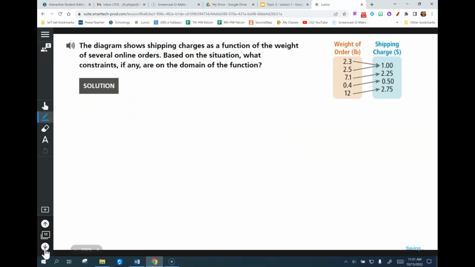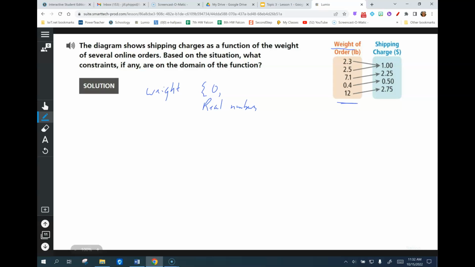The diagram shows shipping charges as a function of the weight of several online orders based on the situation. What constraints, if any, are on the domain of the function? Okay, so think about weight. And we're going to ship it. What do I know? Well, my weight, my domain, has to start at 0. But notice there's decimals, so it can be real numbers. So real numbers, 0 or higher.